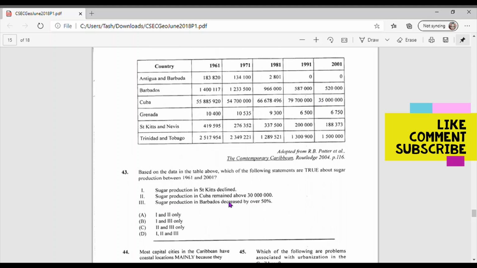Sugar production in Barbados decreased by over 50%. Find in Barbados 14 and then 5. So yes, that's over 50%. So it's 1, 2, and 3. So 43, that would have been letter D for your answer. 1, 2, and 3.